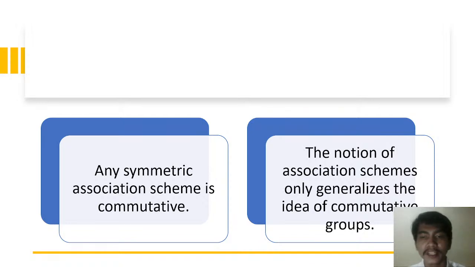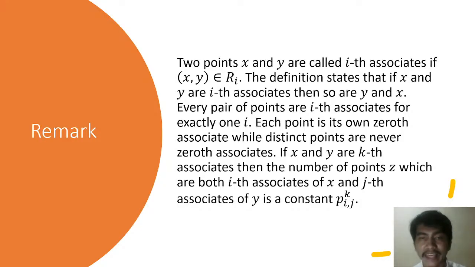The association scheme only generalizes to commutative groups. Remark: if (x, y) is in Ri, then x and y are called ith associates. The definition states that if x and y are ith associates, then so are y and x. Every pair of points are associates for exactly one i. Each point is its own zero associate, while distinct points are never zero associates.